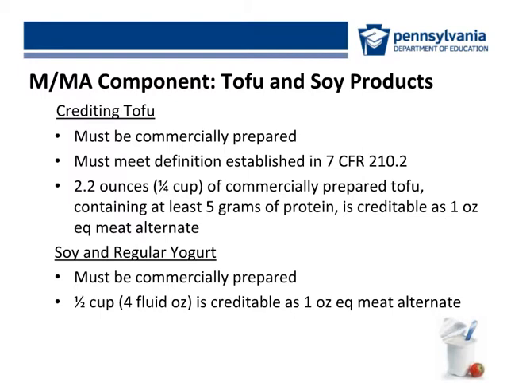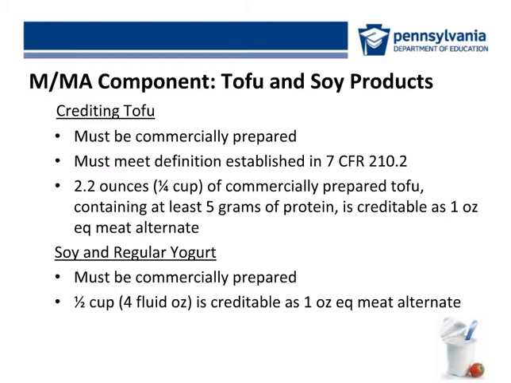Just to do a quick overview, when planning to offer tofu and soy products as meat alternates, 2.2 ounces or 1/4 cup of commercially prepared tofu containing at least 5 grams of protein is creditable as 1 ounce equivalent of a meat alternate. A 1/2 cup serving of soy yogurt is creditable as 1 ounce equivalent of a meat alternate.